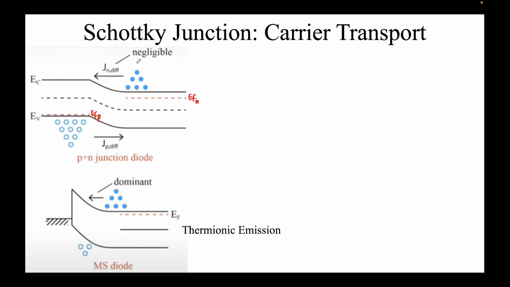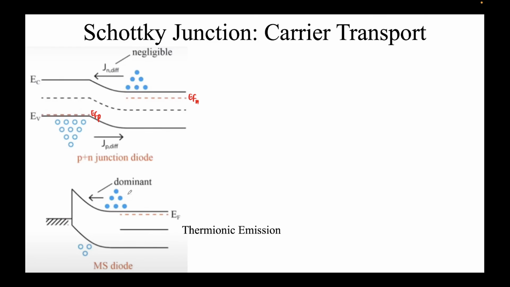So that's why I say the J diffusion is negligible in the case of a p-n junction diode, or for that matter a P plus N junction diode. In the case of a rectifying Schottky contact, what happens is that the dominant mechanism is thermionic emission.